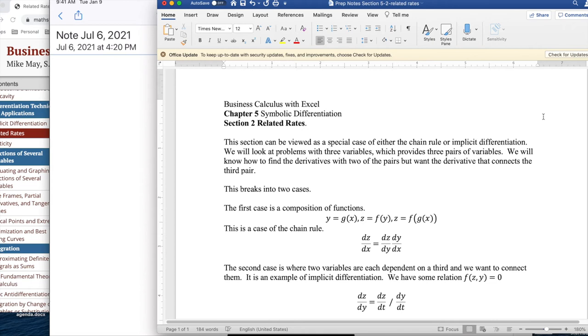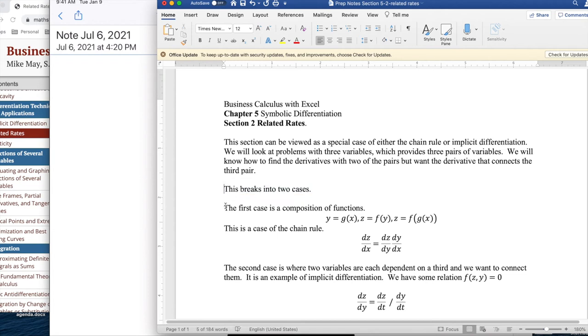Good morning. Today we're looking at Section 2, Related Rates, out of Chapter 5, Symbolic Differentiation, out of Business Calculus with Excel. This section can be viewed as a special case of either the chain rule or implicit differentiation. We're looking at problems with three variables, which provides three pairs of variables, and we'll know how to find the derivatives of two of the pairs, but want the derivatives to connect the third pair. This breaks into two cases.